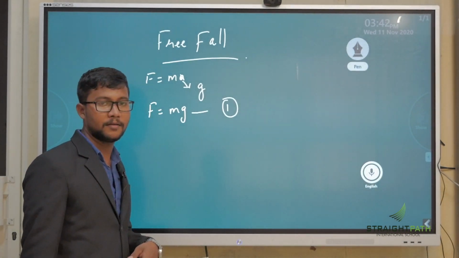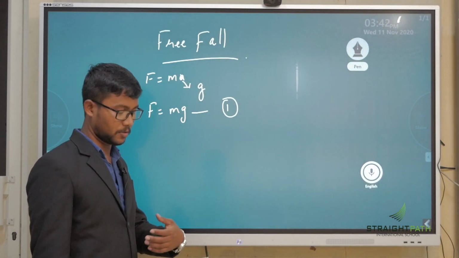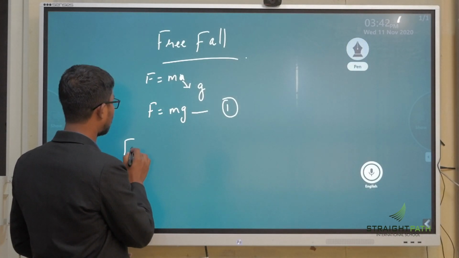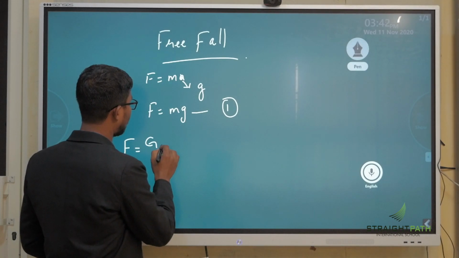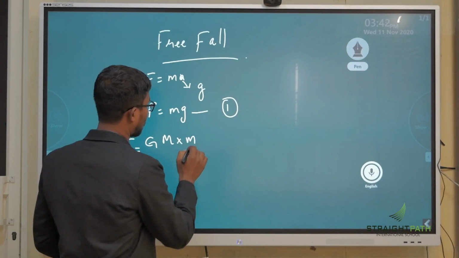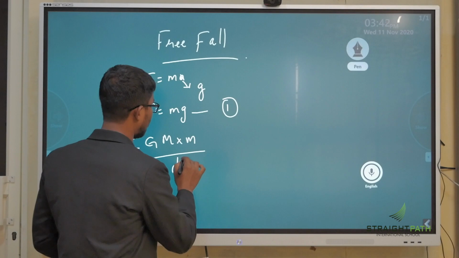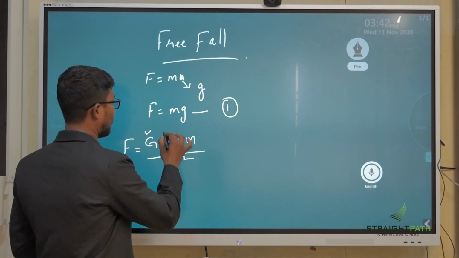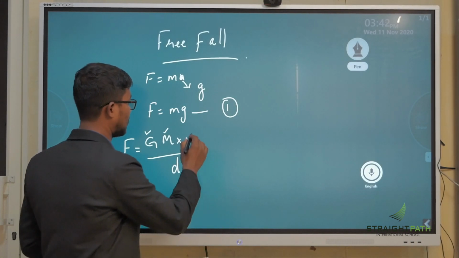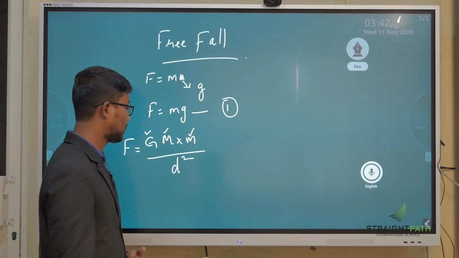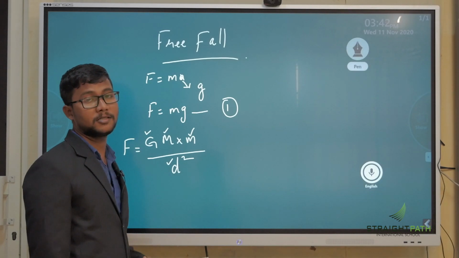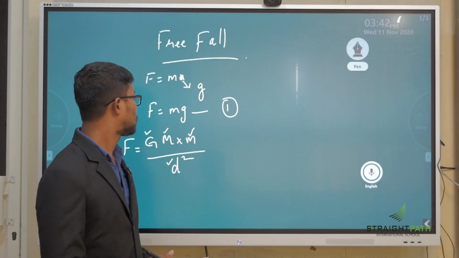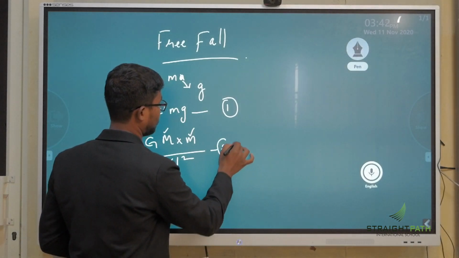Also we have studied the universal law of gravitation. In there we have learned the second equation for force: F is equal to capital G into capital M into small m divided by d square, where G is the universal gravitational constant, capital M is the mass of the earth, small m is the mass of the object, and d is the distance between the object and the earth. So we have one more equation.